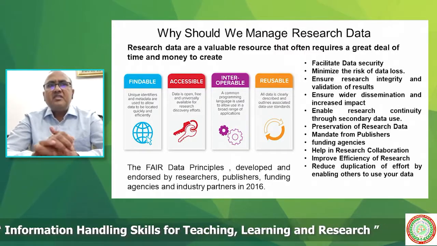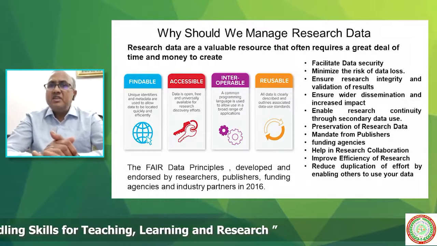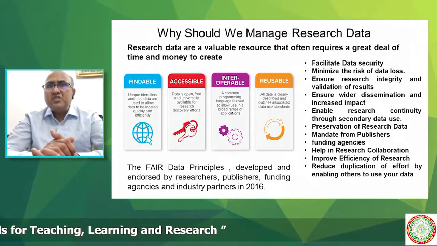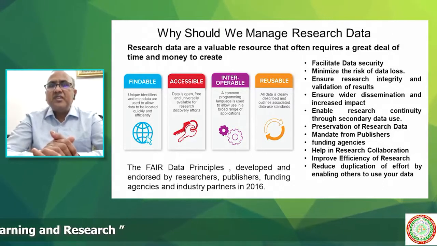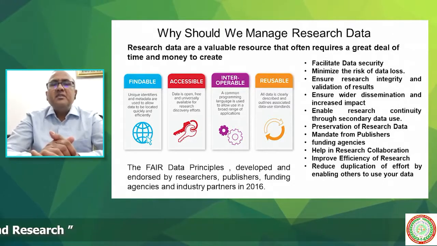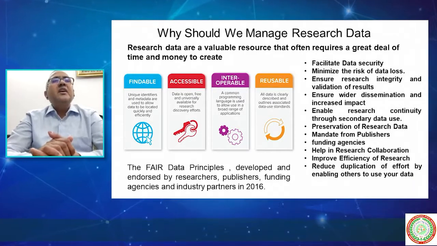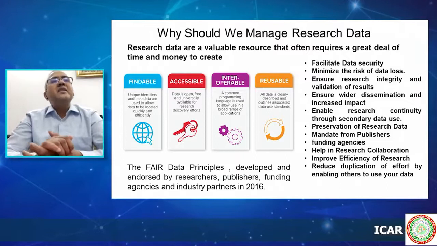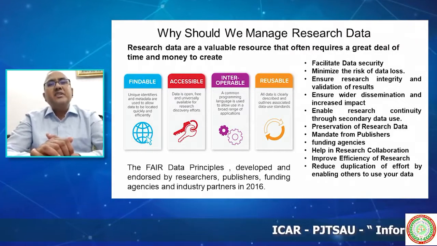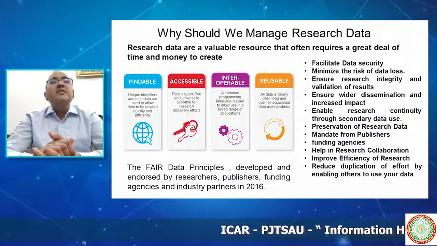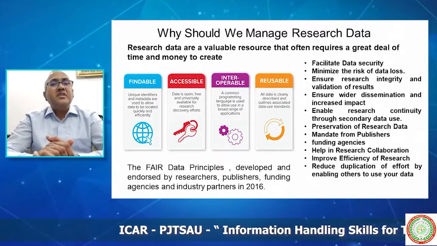So in that context, this FAIR data principle has been developed, and it has been endorsed by various researchers, publishers, funding agencies and industry partners at international level. And what is this FAIR principle? First, F stands for findable. So unique identifiers and metadata are used to allow data to be located quickly and efficiently. Then accessible. Data is open, free and universally available for research discovery efforts.